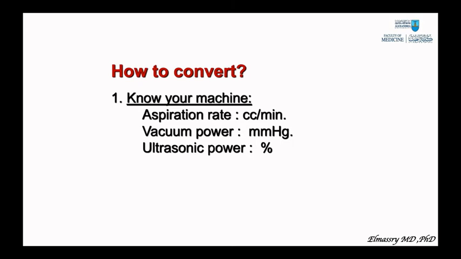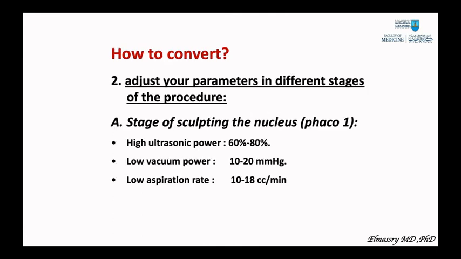machine, but simply there are three parameters: the aspiration rate, which is calculated in cc per minute, the vacuum power in millimeter mercury, and ultrasonic power in percentage. That's why every machine has its own ultrasonic power. Number two, you have to adjust your parameters in different stages of the procedure.